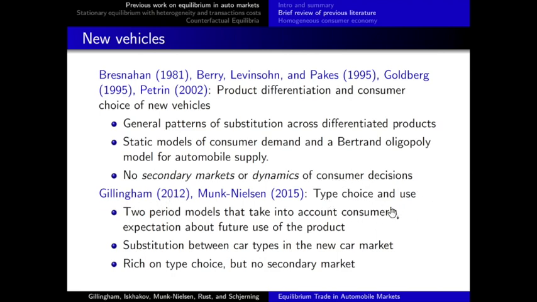And then we want to have something about the usage of cars. And Ken Gillingham, in his job market paper, started to work with two-period models that take into account the consumer's expectations about future use of the product. So we're going to use exactly that idea here. There's modeling of the second period: you model the demand for driving, if you will, by maximizing utility with respect to the utility of driving, and then you take that into account when you choose your vehicle, and this gets some very interesting effects of various policies when you take that into account.